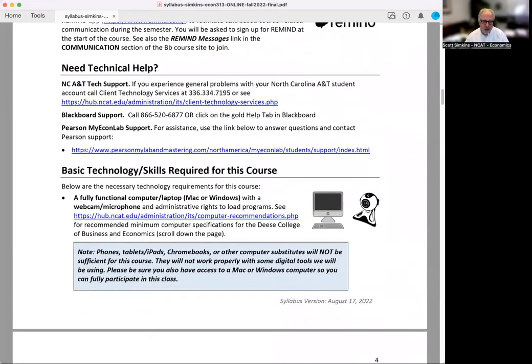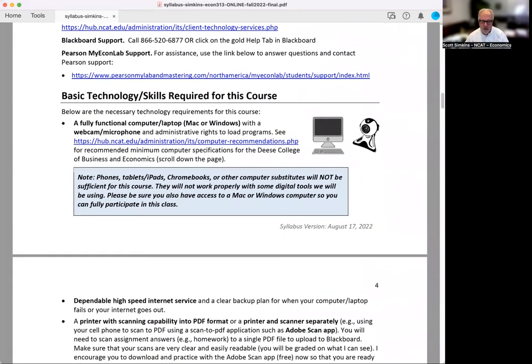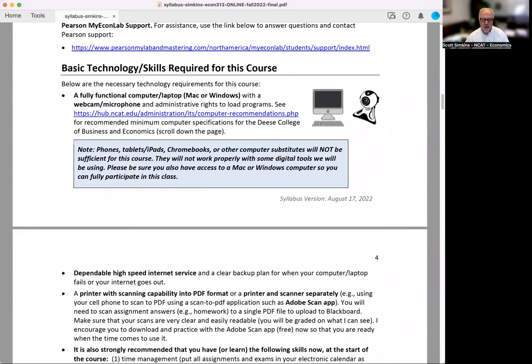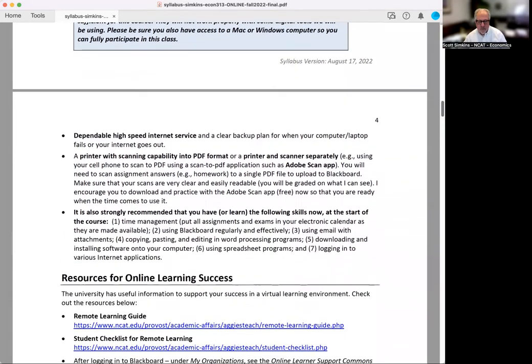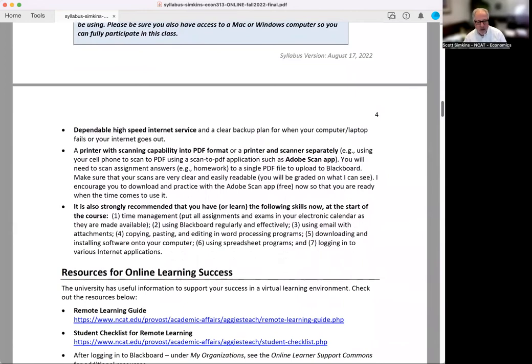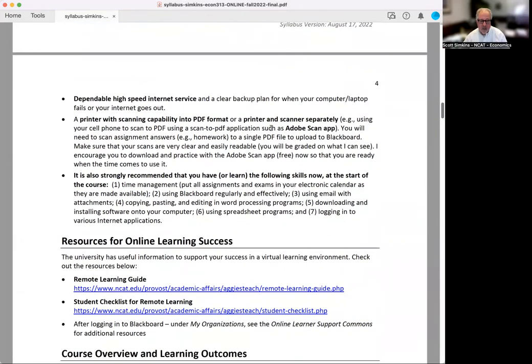Look over the basic technologies for the course. Make sure that you are not using a Chromebook or tablet for the course. That will be problematic at times. You really need to have a computer or a laptop. It doesn't matter whether it's a Mac or whether it's a Windows machine, but that's going to be really important. It's also important that you have clearly dependable internet service.